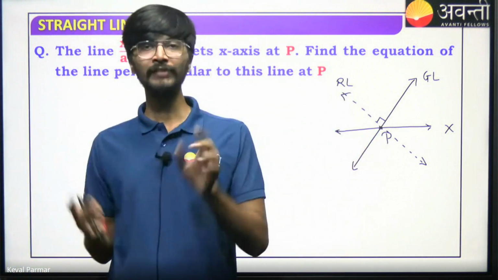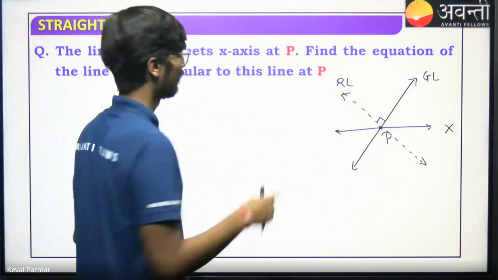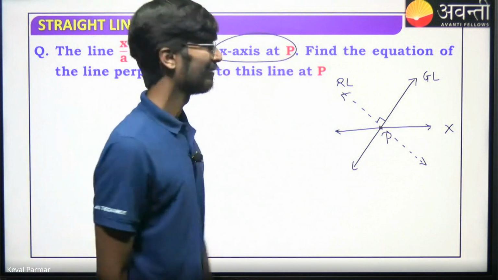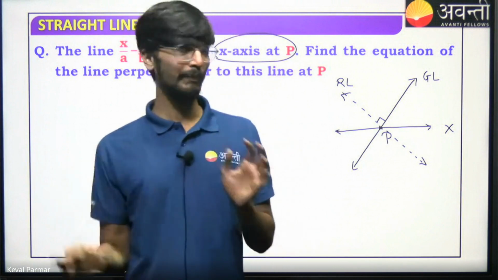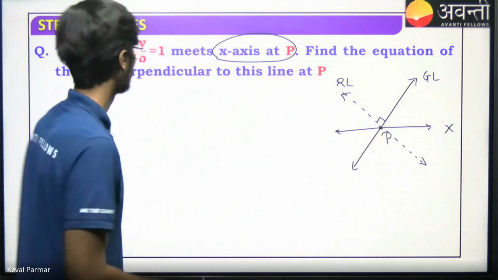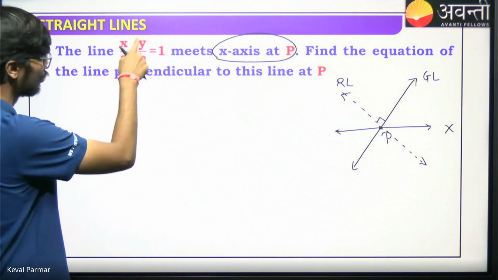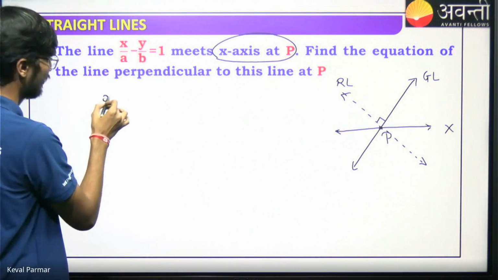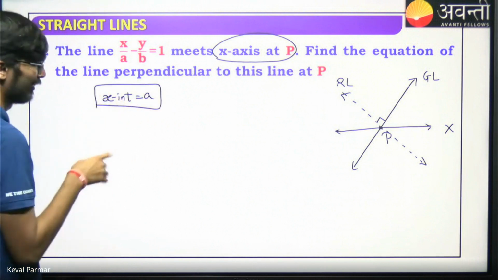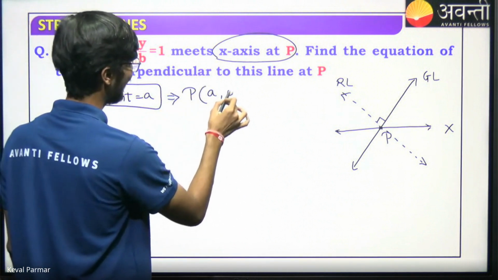To use slope point form, we need a slope and we need a point. So let us try to find point P. Where is point P? It's on the x-axis. So to find point P, we have to find the x-intercept of the given line. How to find the x-intercept? Put y equals 0. Then I'll get x-intercept equals a, that means my point P is (a, 0).